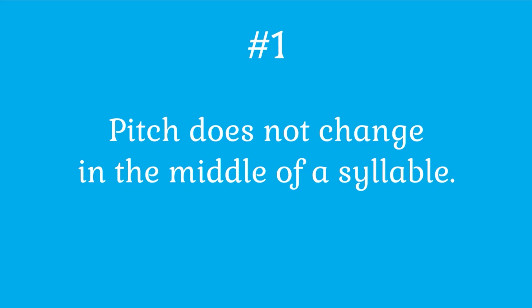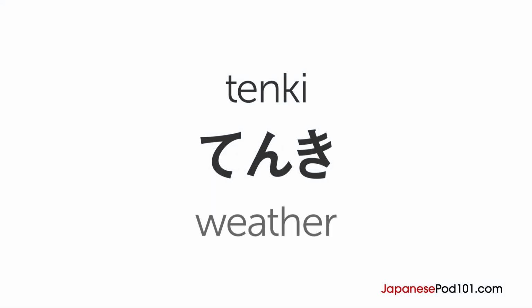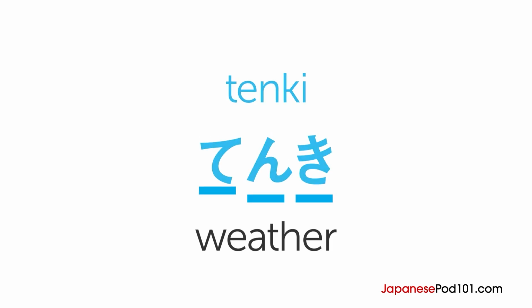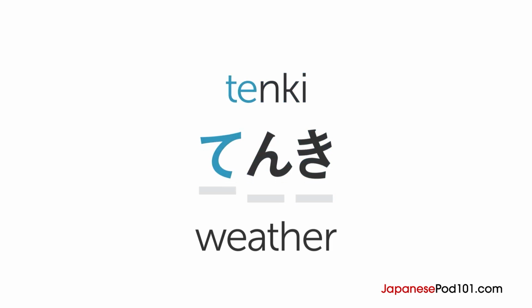There are two rules you need to know. The first one is pitch does not change in the middle of a syllable. Tenki, weather. Tenki, tenki. Te is high. Each n and ki is low. So each syllable is pronounced with either a high or low pitch. And pitch doesn't change in the middle of a syllable.